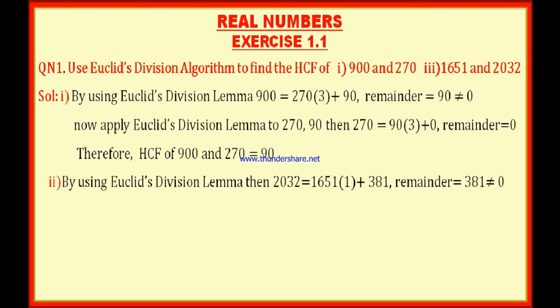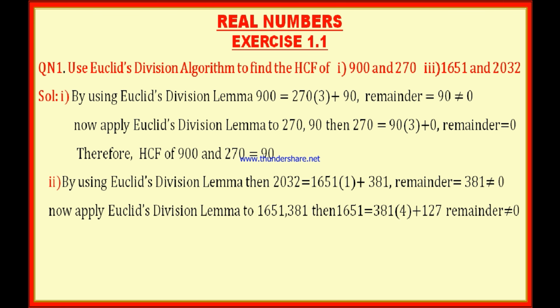Here the remainder is 381, which is not 0. Now, what is the quotient and what is the remainder? The quotient is 1651 and the remainder is 381. Now if you apply Euclid's division lemma to 1651 and 381, then 1651 is equal to 381 into 4 plus the remainder is 127.